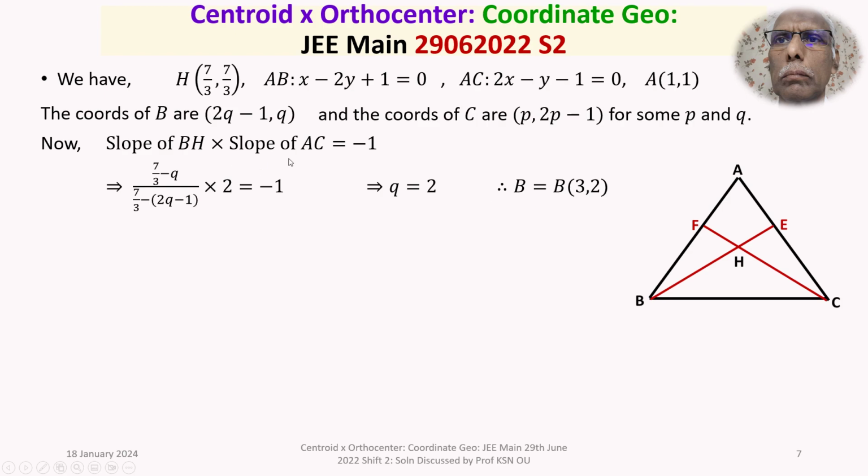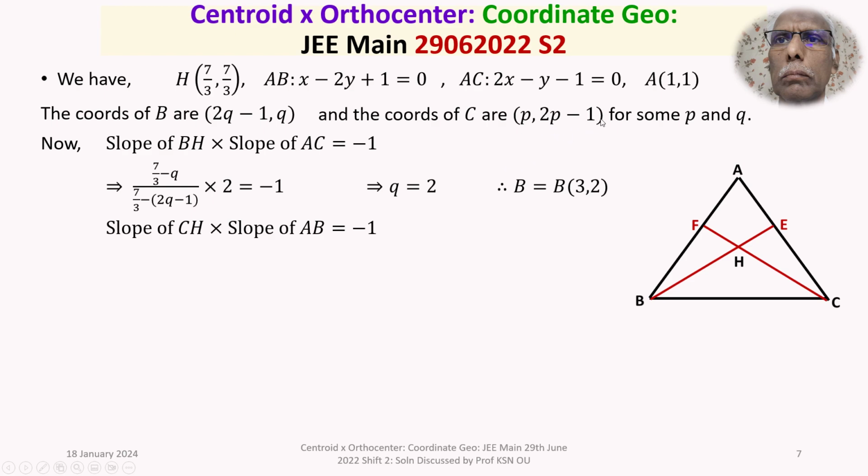In a similar fashion, we also do CH. CH is a part of CF. CF is the altitude to AB. So we will write the slope of CH multiplied by the slope of AB, this AB, right? This AB is minus 1. And the coordinates of H are known. For C, we have taken this one.